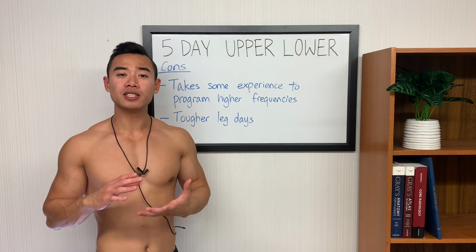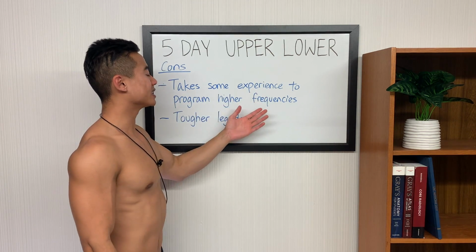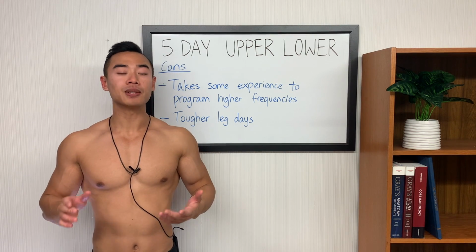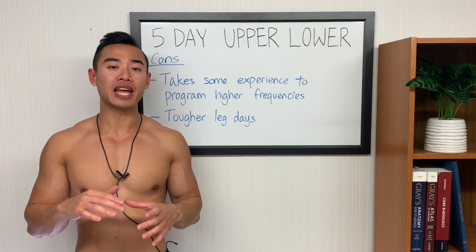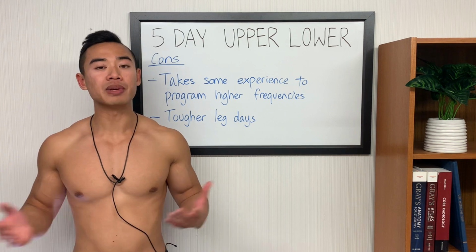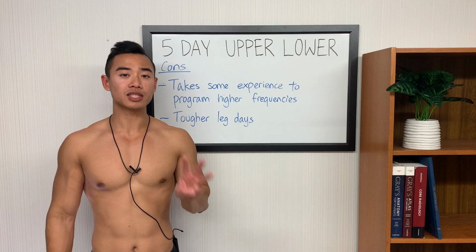Okay, moving on to cons, the 5-day upper lower split does take some experience to program the higher frequencies in with your 3 upper body days. When you train muscle groups with higher frequencies, you do need to be careful about your intensity and volume. That is, if you have trouble gauging your RIR, and you always go to failure and beyond, for example, and you end up being sore for days, you might run into chronic aches and pains with this program when you're hitting things 3 times per week.